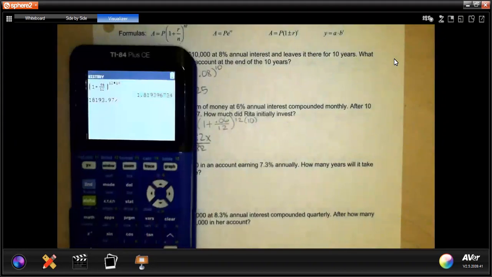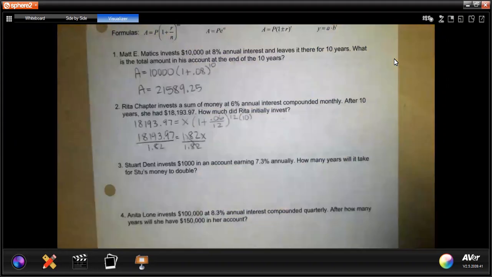So I use the arrow key to highlight it and then hit enter so that it copies the entire thing. I don't round until the very end. I hit enter, and there it is at $10,000. So that was their initial investment.